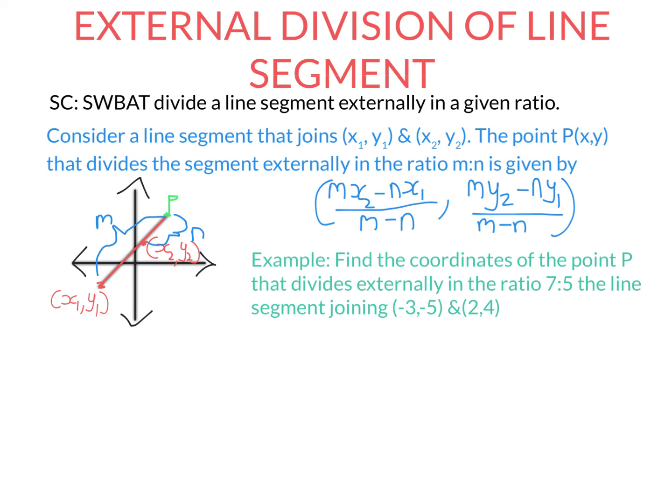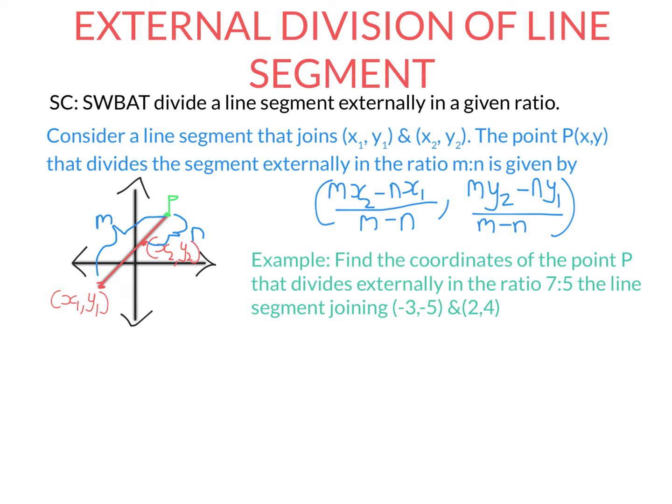Thank you so much for tuning into this video in which we will look at dividing a line segment externally in a given ratio. So in a previous video, we looked at dividing a line segment internally in a given ratio. Now here, we still have this line segment from x1, y1 to x2, y2. But this time, the point P that we want to find is outside of our original line segment. That's why it's external division.